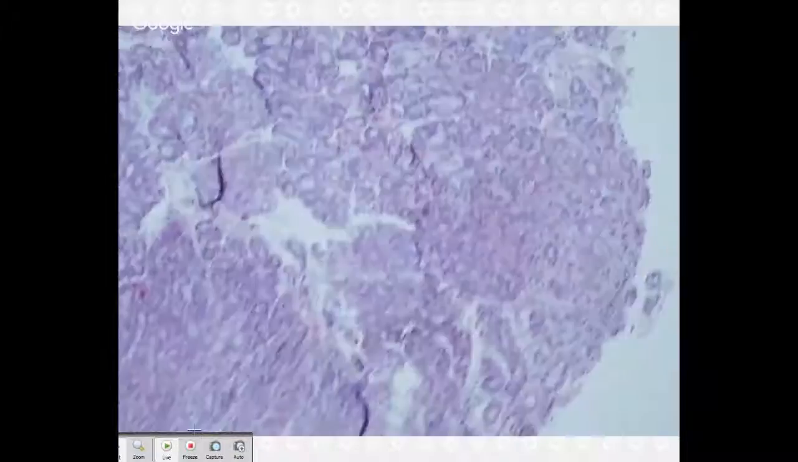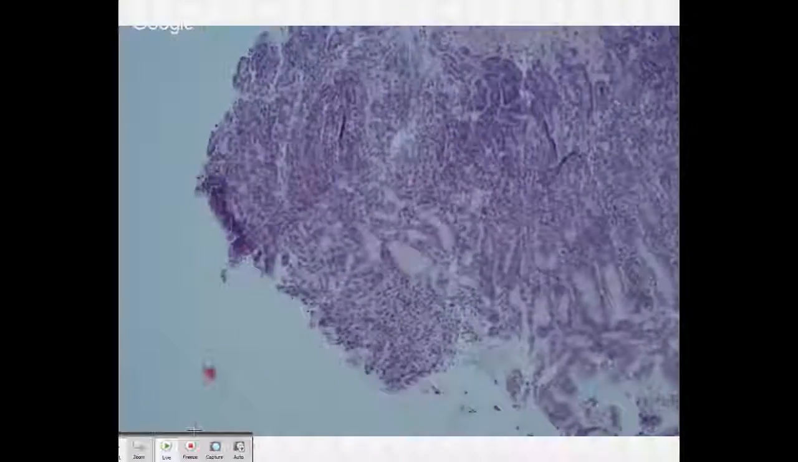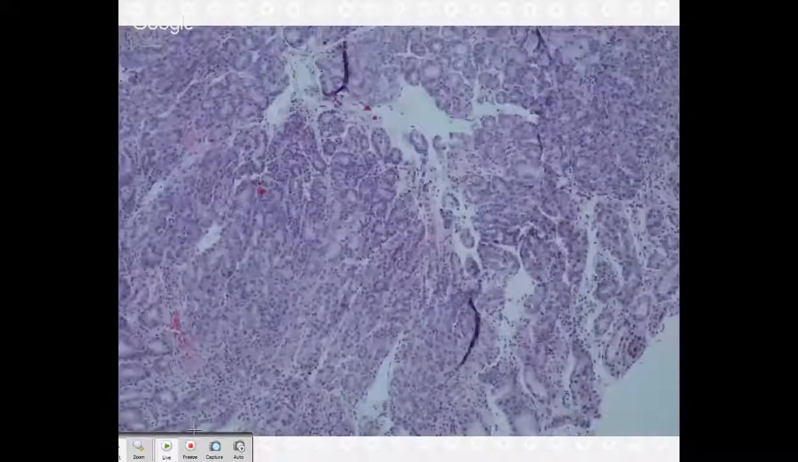So important things to know. This is something that could cross your desk as a GI pathologist. This was an older lady.